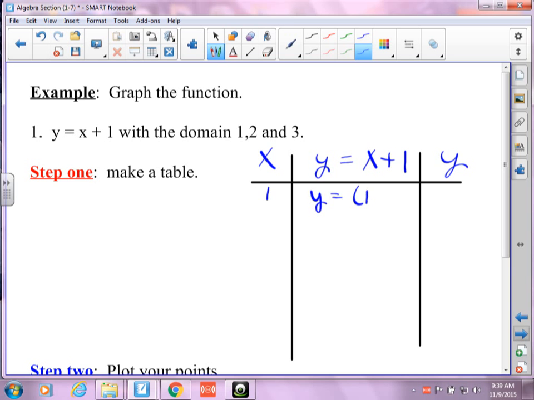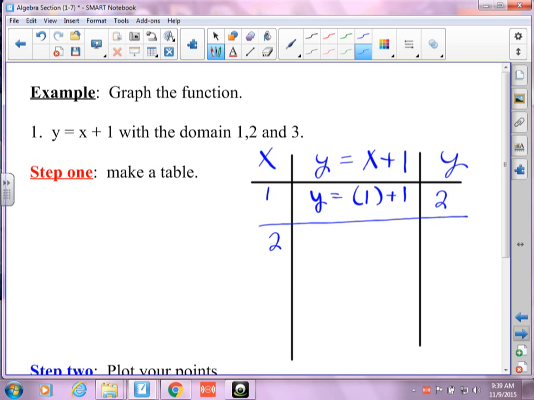Y equals 1 plus 1. Notice how I took out my X and I put in my number and I put parentheses around it. Y ends up giving me 2. Okay, and draw my line. On your quiz, I noticed a lot of you did a great job at this. There were only like 1 or 2 people that didn't show steps, so I thought that was really good.